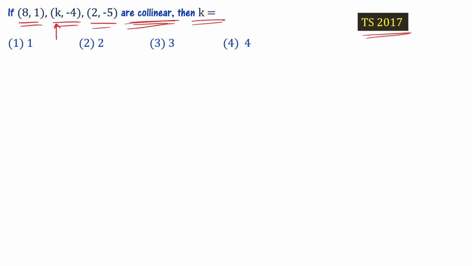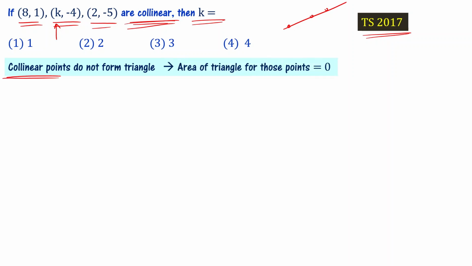We know collinear points are the points that are falling on a straight line, right? And we also know that collinear points do not form a triangle, right? Collinear points do not form a triangle. That means if we find the area of the triangle using the collinear points, then the area of the triangle is going to be 0.